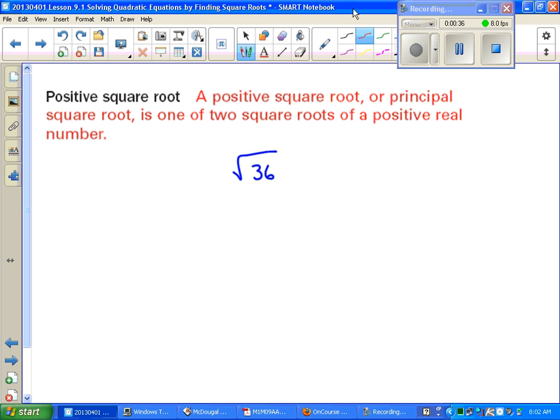All this symbol means, when you see that radical symbol, is what times itself. Just asking the question, what times itself gives you the number 36. Now, the positive square root, again, is the number that the majority of us think of. We don't think of the second number when we think of it. But this means what times itself gives you 36, and the answer is 6.